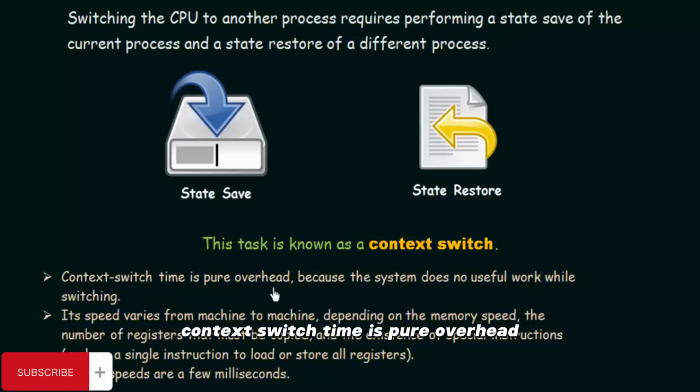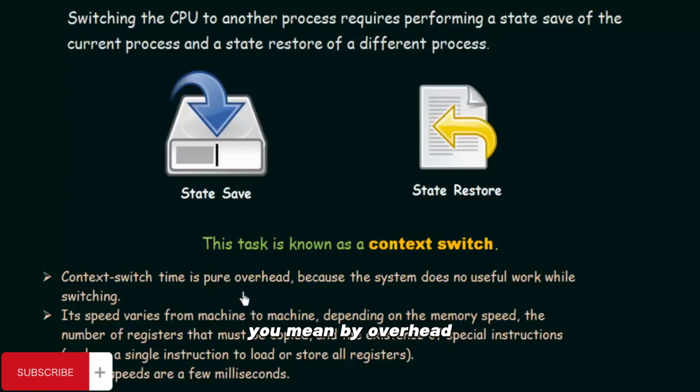Context switch time is pure overhead, because the system does no useful work while switching, and its speed varies from machine to machine, depending on the memory speed, the number of registers that must be copied, and the existence of special instructions, such as a single instruction to load or store registers. Typical speeds are a few milliseconds. So the main important thing you need to remember is that context switching time is pure overhead.